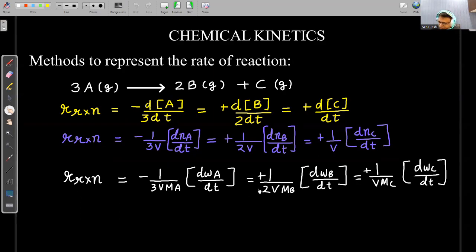So this is important because here we are writing the rate of reaction in terms of change in mass per unit time, right? Most of the time when we are representing the rate of reaction, we represent it in the first form. But this form is also important for us. In JEE Advanced, they have asked a question based on this form.